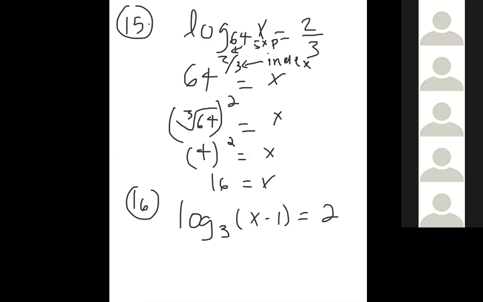Okay, guys, so the base is 3. The answer is x minus 1. The power is 2. So x minus 1 equals the base 3 raised to the power of 2. Remember, this is the base, that's the power, and this is the answer. We're just converting it to an exponential equation, and then you solve it. x minus 1 equals 9. Add 1 to both sides. So you get x is equal to 10.